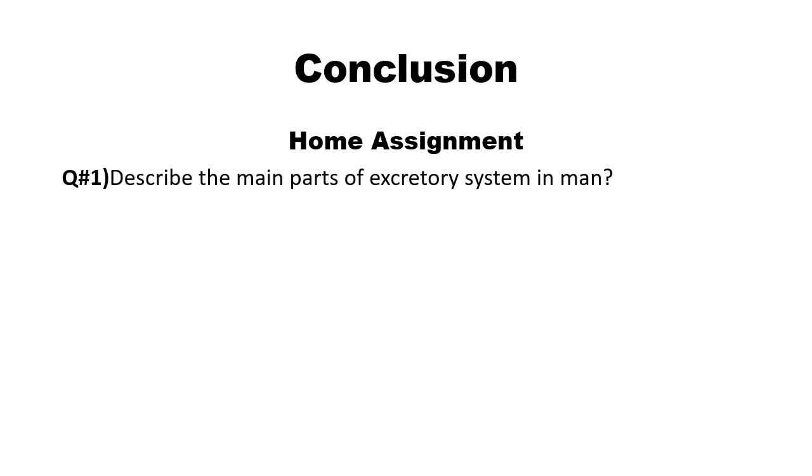Now, home assignment. Describe the main parts of excretory system in man. This question, I already told you, is a very important question. Now discuss the structure of nephron. Another very important question. Nephron, just like neurons, which we have done in nervous system, is the basic fundamental unit of kidneys.